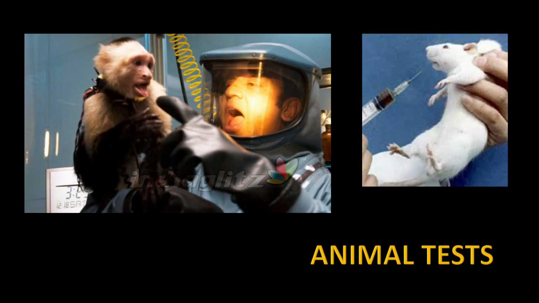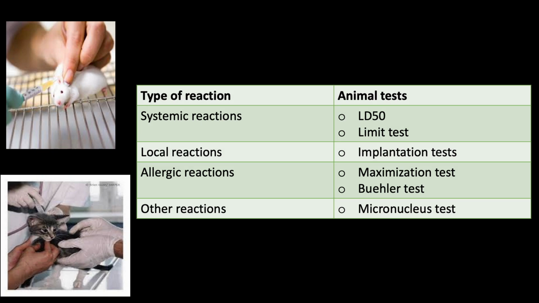Coming to the animal test. Various types of animal tests are done to check the systemic reaction, which includes the LD50 and limit test. The local reaction is tested by implantation test. The allergic reactions are tested by maximization test and Buehler's test, and other reactions are tested using micronucleus test.